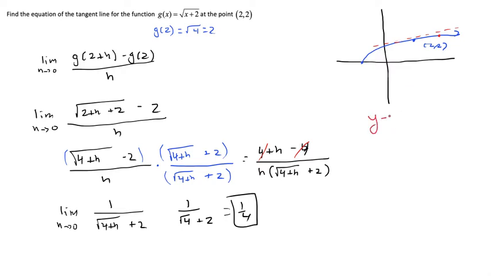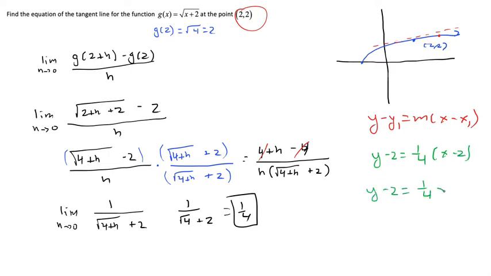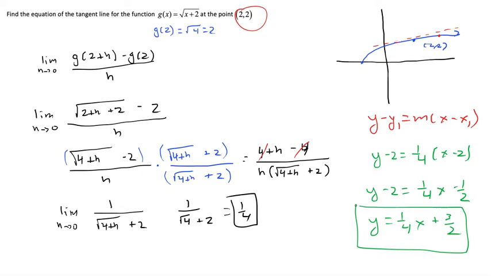So we're going to use the point slope formula here and just plug everything in. We know the point, we know the slope, just plug these in. So y minus 2 equals 1/4 times x minus 2. Distribute out that 1/4 here, we get 1/4 x minus 1/2. Then when I add the 2 back to both sides, I get y equals 1/4 x, and negative 1/2 plus 2 gives me plus 3 over 2. So the equation of this tangent line at that point is y equals 1/4 x plus 3 over 2.